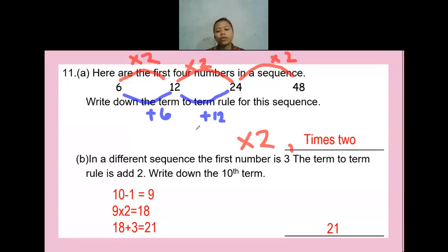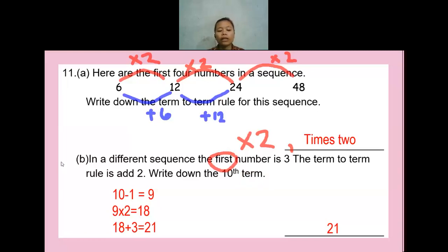In a different sequence, the first number is 3. The term-to-term rule is add 2. We need to find the 10th term. We already have the first, and we need to find the 10th, so we just need to find the difference between 10 and 1. The difference is 9.